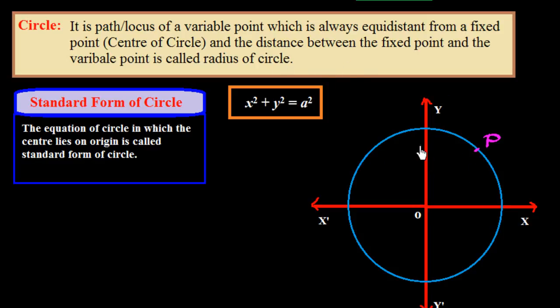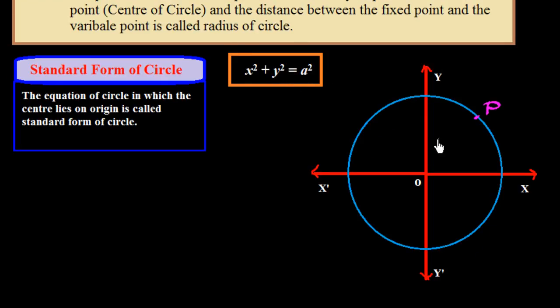Now in coordinate geometry, there are two forms of circle. One is the standard form of circle, and another one is the general form of circle. So what is the standard form of circle? I would like to explain first. The equation of a circle in which the center lies on the origin is called the standard form of circle. Here in standard form we derive the formula, how we get this equation x square plus y square is equal to a square. Here a is the radius of the circle.